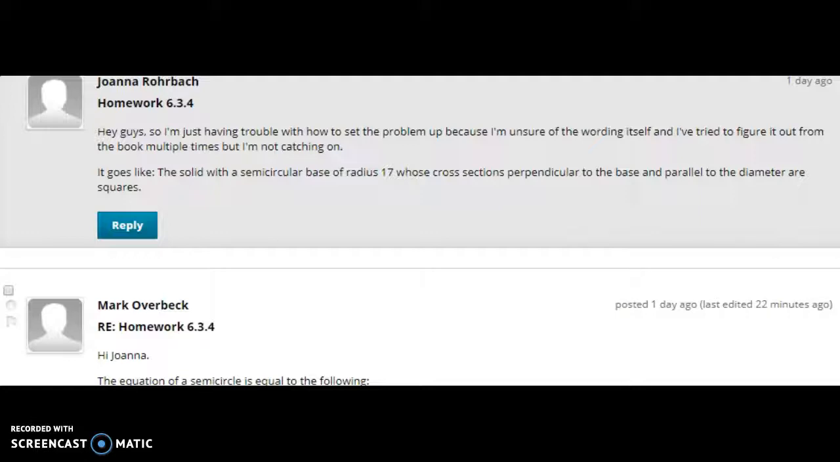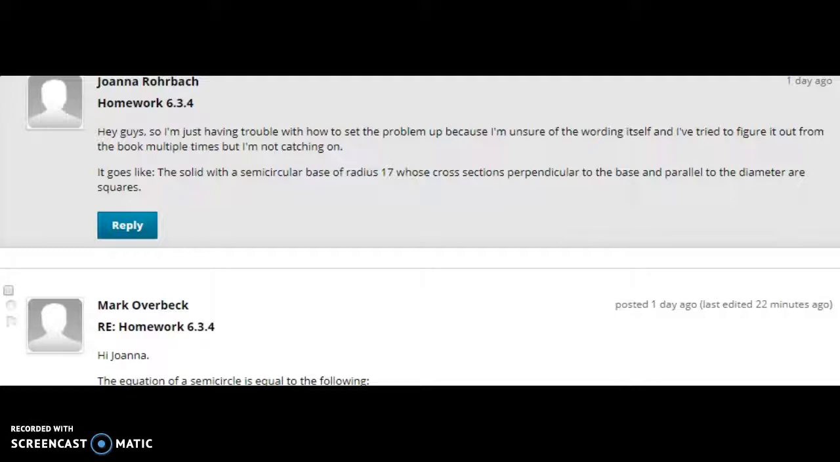Now, the next part says whose cross sections perpendicular to the base. Now, the base is this flat sheet of paper, so it's like this. So perpendicular means coming up off the page, the way that my hand is now tilted. So this is perpendicular to the base. Now, when they talk about the cross section, they mean if I'm able to make slices this way, because now I'm parallel to the diameter.